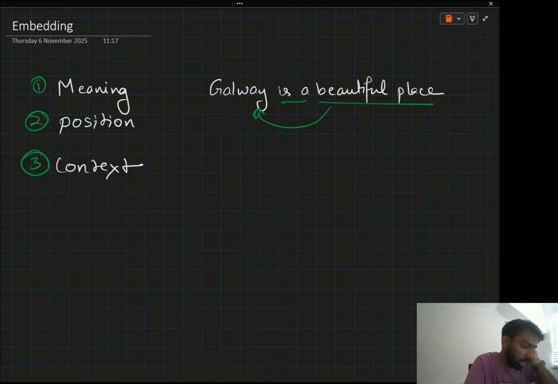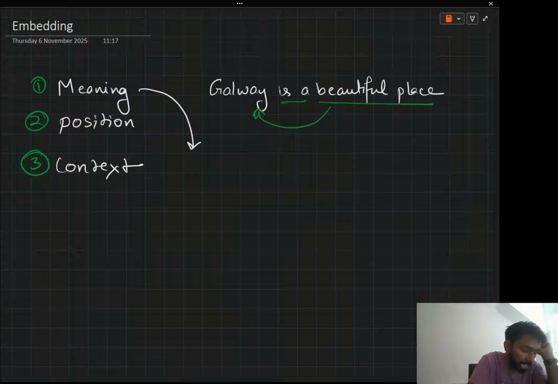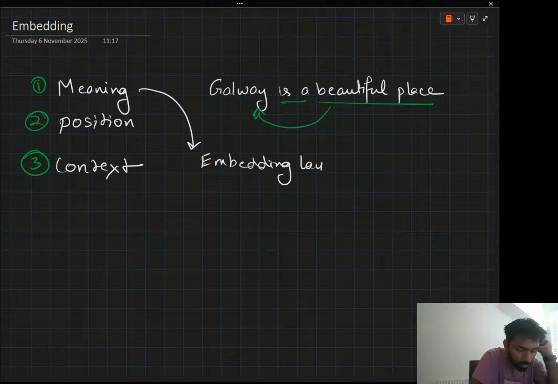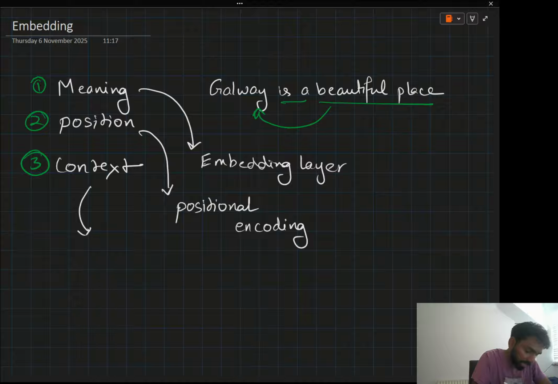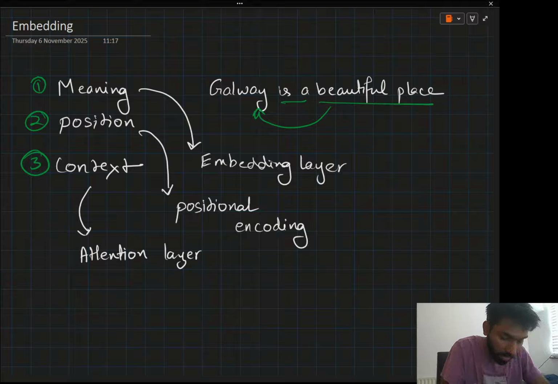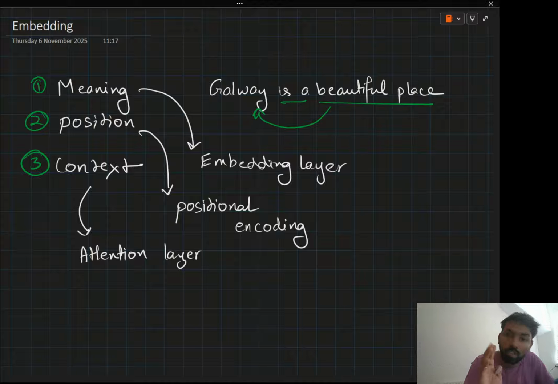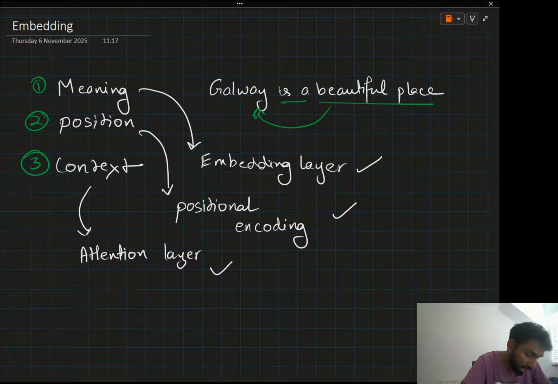So now coming back. These three major things are covered in transformers. The transformer is a combination of these three things. Meaning is captured by the embedding layer. Position is captured by positional encoding. And context is captured by the attention layer. These are the three major components of a transformer: embedding layer, positional encoding, and attention layer.